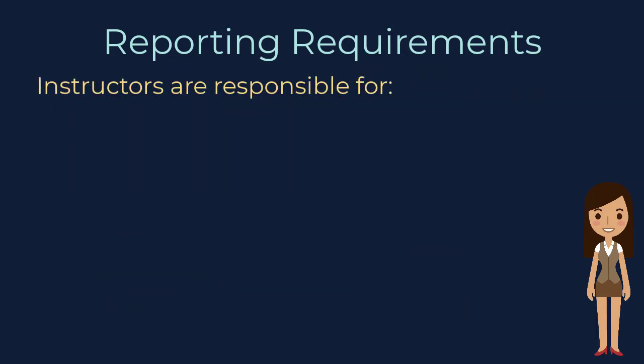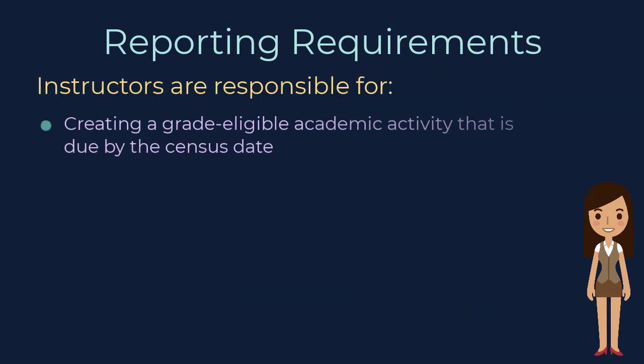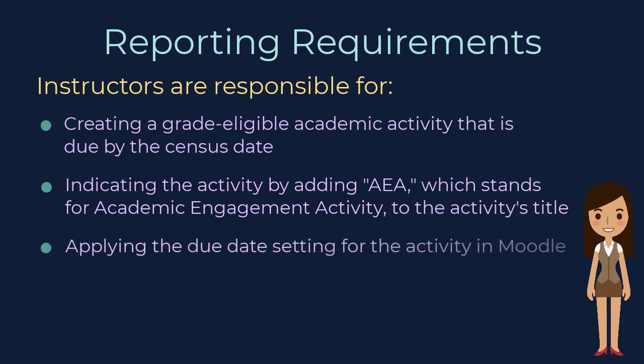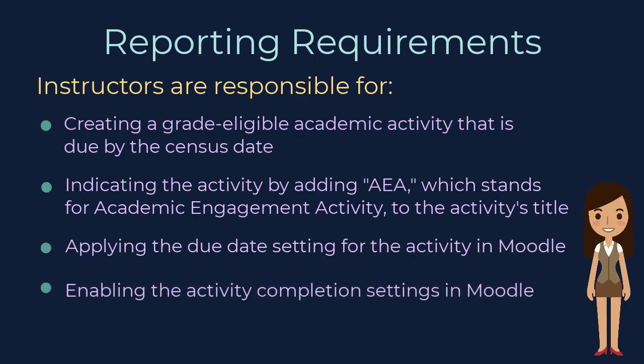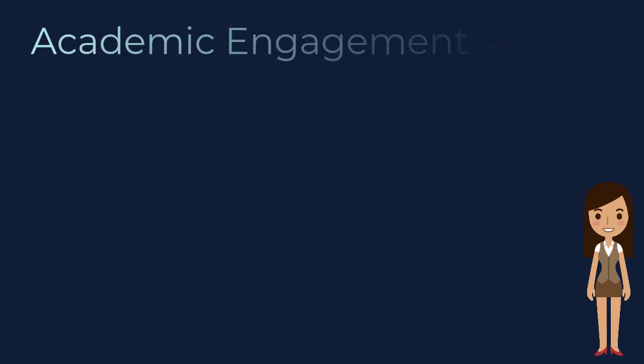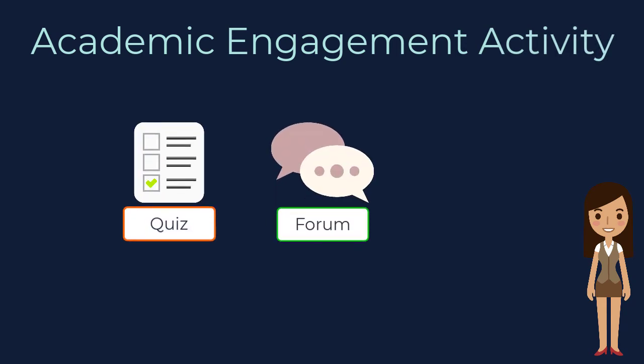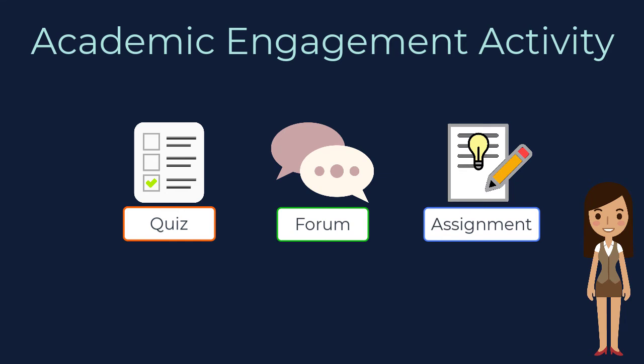Instructors are responsible for creating a grade-eligible academic activity that is due by the census date, indicating the activity by adding AEA, which stands for Academic Engagement Activity, to the activity's title, applying the due date setting for the activity in Moodle, and enabling the activity completion settings in Moodle. The academic engagement activity can be in the form of a quiz, a discussion forum, or another academic assignment that engages students with the course content.